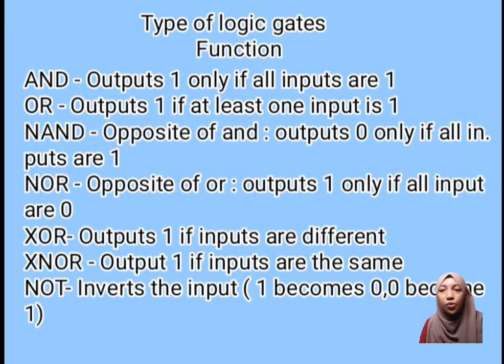Types of logic gate functions. Number 1, AND. Output is 1 only if all inputs are 1. Number 2, OR. Output is 1 if at least one input is 1. Number 3, NAND. Opposite of AND. Output is 0 only if all inputs are 1. NOR. Opposite of OR. Output is 1 only if all inputs are 0. XOR. Output is 1 if inputs are different. XNOR. Output is 1 if inputs are the same. NOT. Inverts the input: 1 becomes 0, 0 becomes 1.